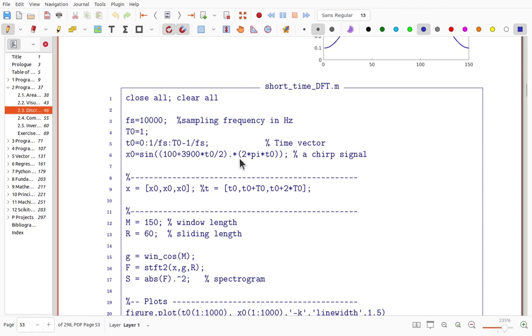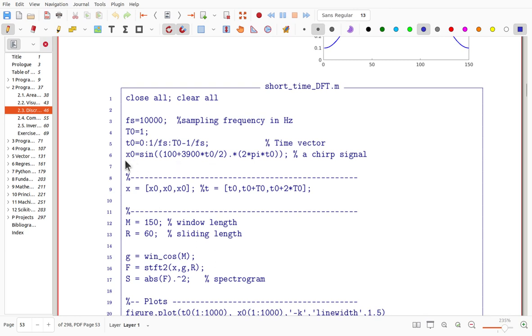That is now, for the sine function here, this is the increment of the time. Now we put here extra components that represent the frequency increase. In the beginning, the frequency will be 100. Now, when t becomes 1, the frequency becomes the addition of these two, which is 4,000.